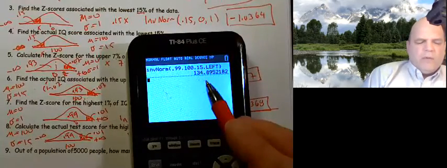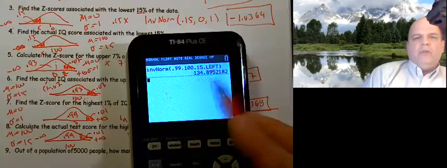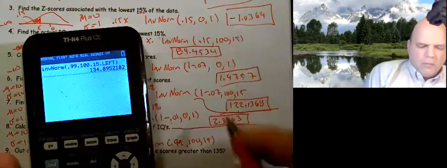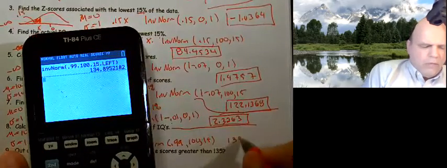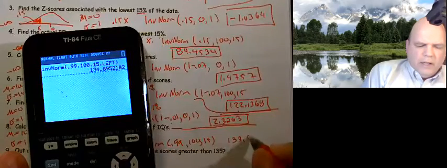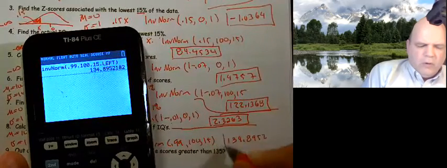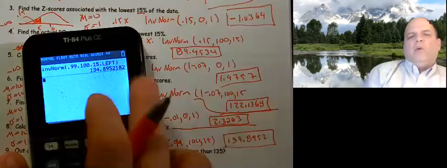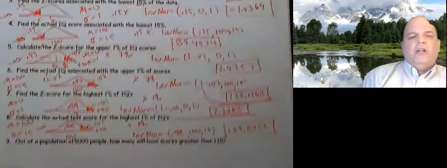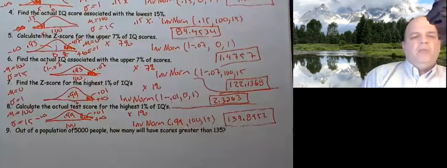And we get 134.8952. Please always put in 4 decimal places if the calculator gives it to you. If it doesn't, put in as many as it gives.